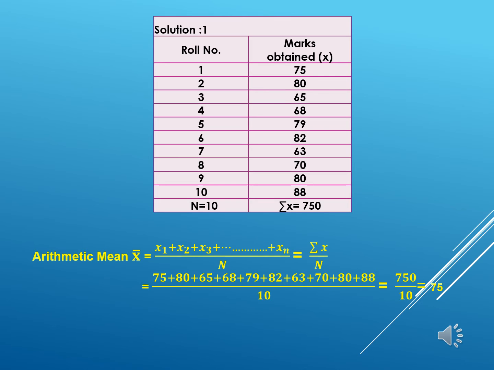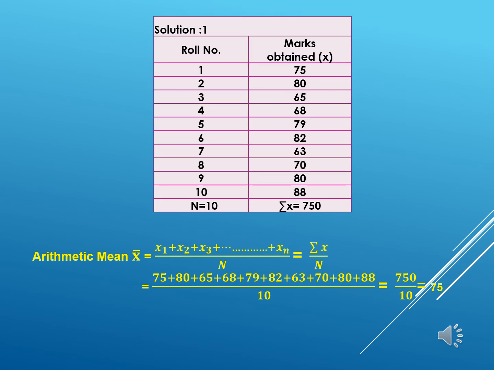Arrange the data of example 1 in tabular form with two columns, one for roll number, another for marks obtained corresponding to the roll number. Roll number is from 1 to 10. So the number of data n is equal to 10. Marks obtained corresponding to roll number 1 is 75, 2 is 80, for roll number 3 is 65, similarly for roll number 10 is 80. So we will enter marks corresponding to each of the roll numbers, and ultimately we'll add all these marks obtained.